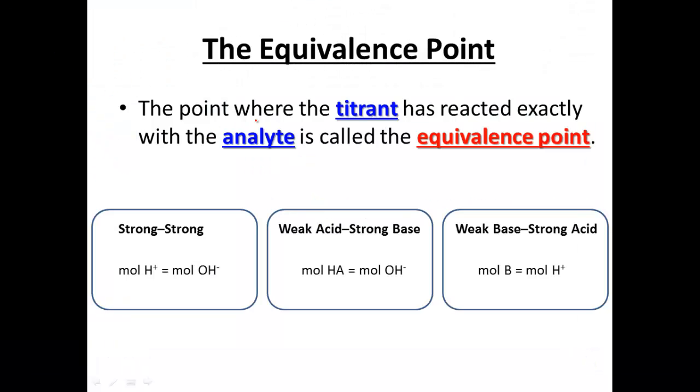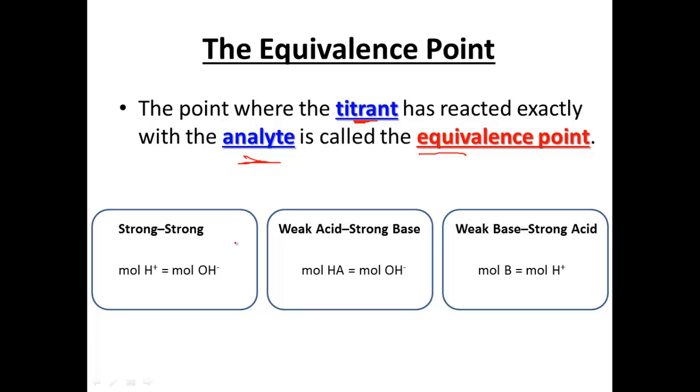The equivalence point is the point where the titrant, that's your substance you titrate with, that's in the burette, has reached the equivalent, when it has exactly reacted with the analyte, that's when you've reached the equivalence point. Okay, so what's equivalent or equal at the equivalence point is the moles of your titrant and the moles of your analyte.